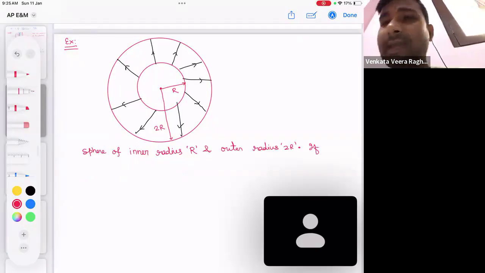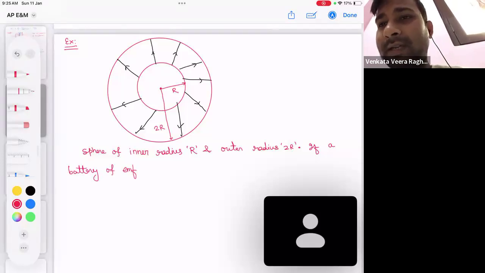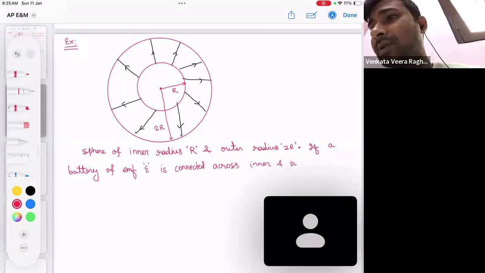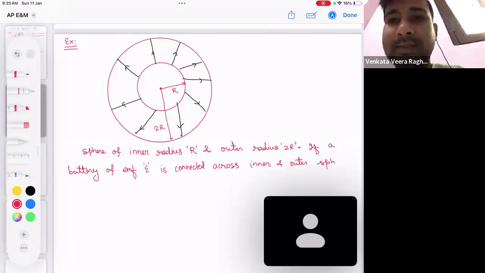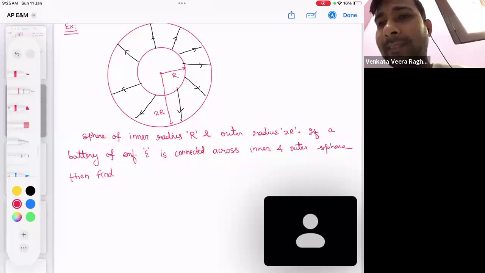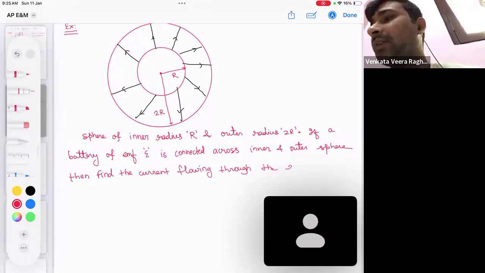If a battery of EMF E is connected across the inner and outer sphere, then find the current flowing through the sphere. Actually, please tell me how much it will be coming.